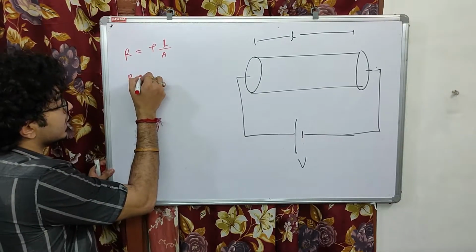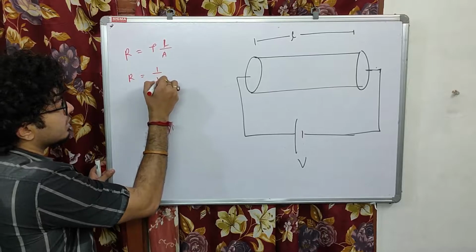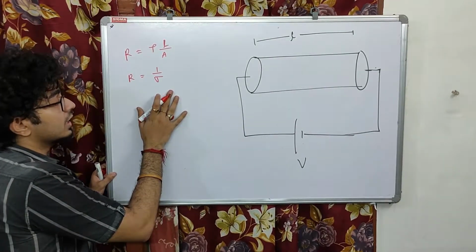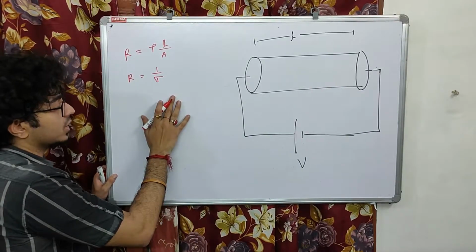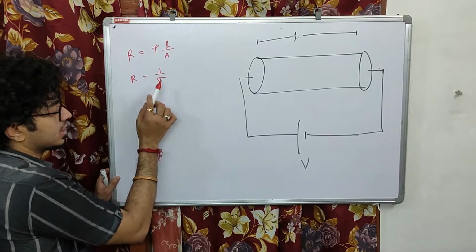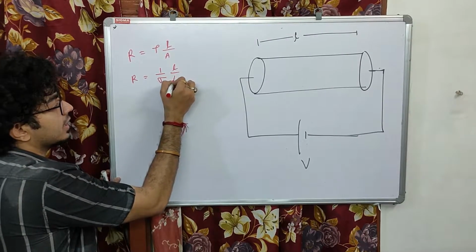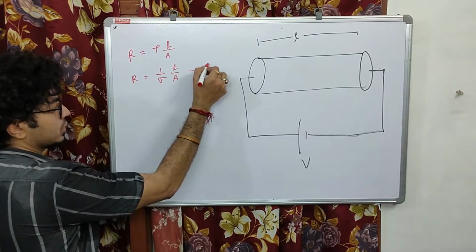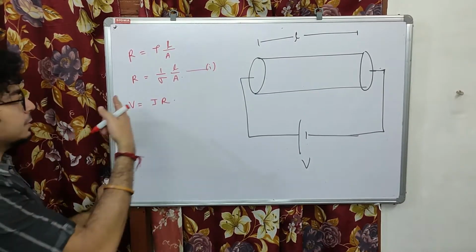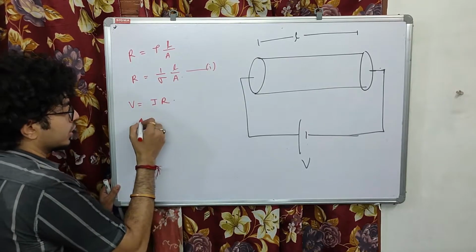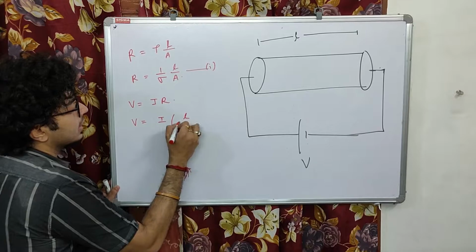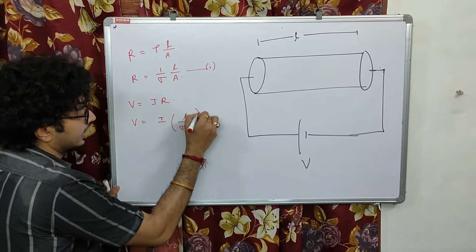So here I can say rho can be written as 1 by sigma. Sigma means conductivity. I have just explained to you what is conductivity. Reciprocal of resistivity is conductivity, so R equals L by sigma A. So this can be our equation 1. Now V is equals to IR. So let me put this R over here. So ultimately V can be written as I into L by sigma A. We can write like this.